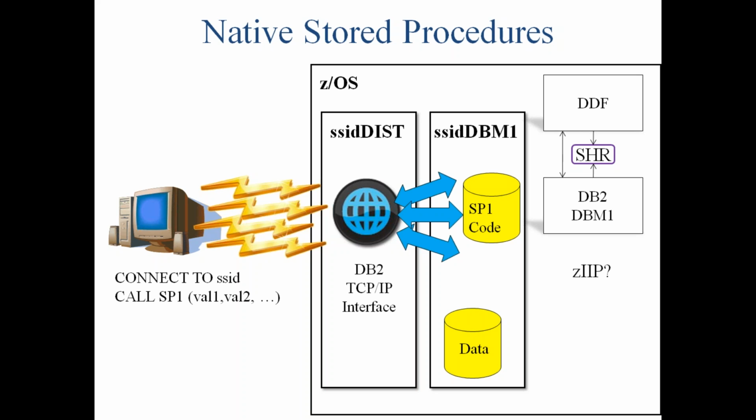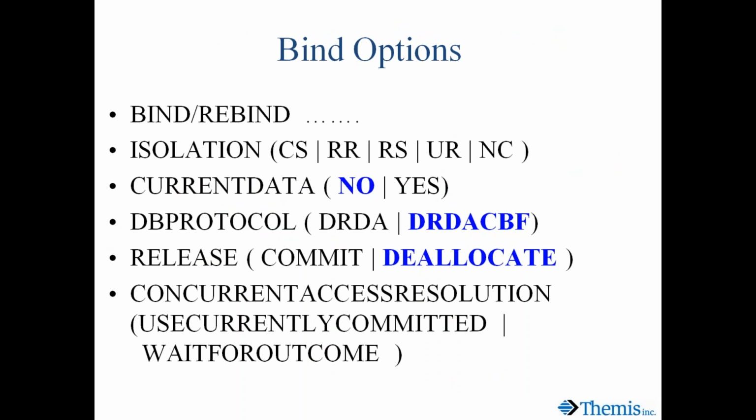Okay. And your distributed requests are zIIP eligible, which means that runs on the cheaper zIIP processors, and that's not charged back to your license. So that's money in the bank, making your processing more cost effective. And all of these things play a factor.